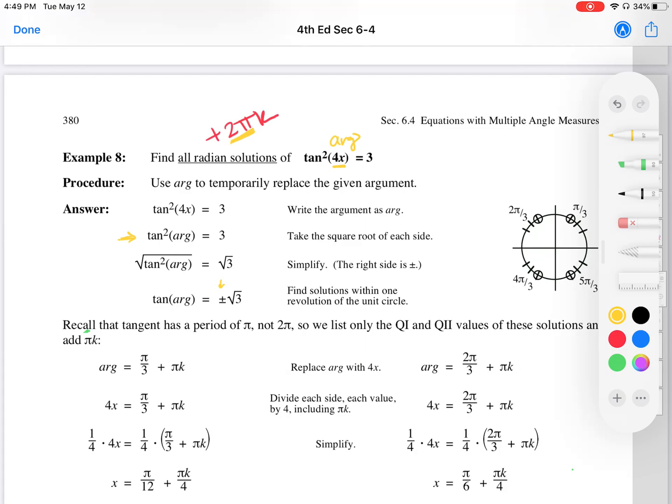Now when you think of your graph for tangent, it has a period of pi. So we're only going to go to pi. We're going to stop at pi. 2 pi sounds misleading. We're going to stop at pi. So we only want the answers from 0 to pi. So our only answers that would work would be pi over 3 and 2 pi over 3.